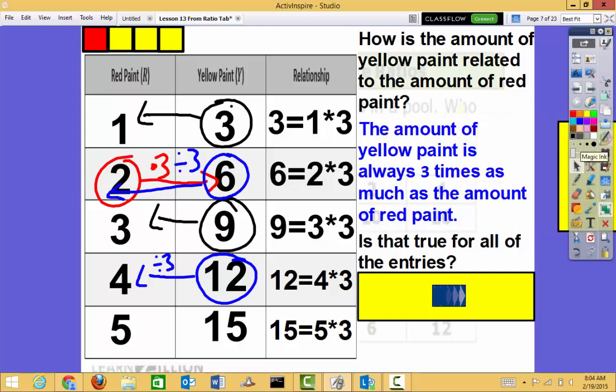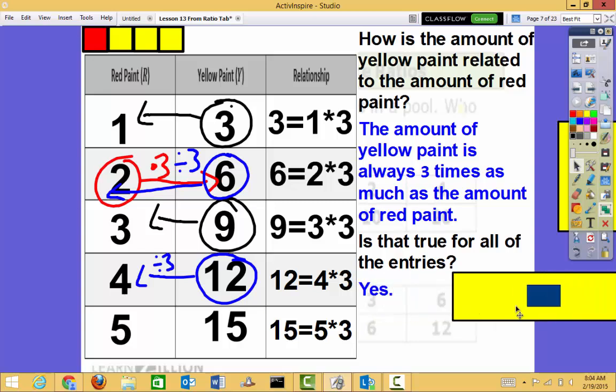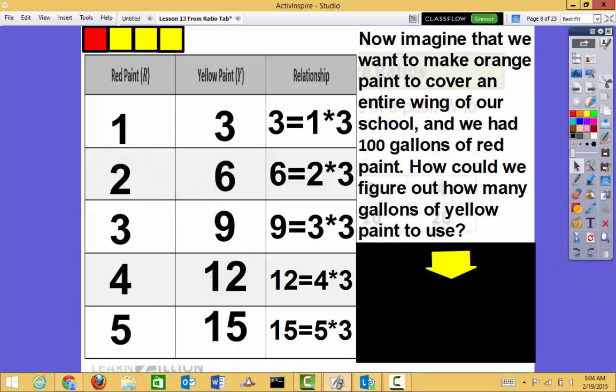The amount of yellow paint is always 3 times as much as the amount of red paint, and the amount of red paint is always 1/3, or division by 3. So is that true for all my entries? Yeah, we've seen that it's true. If I go from my small number to my big number, I'm always multiplying by 3. If I'm going from my bigger number to my smaller number, I'm always dividing by 3. So it's true for all my entries.